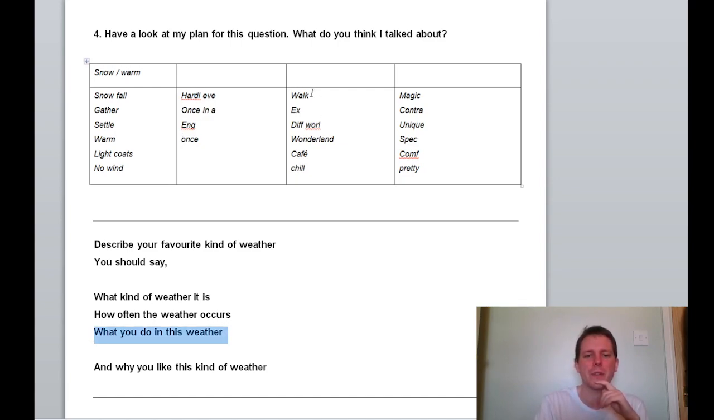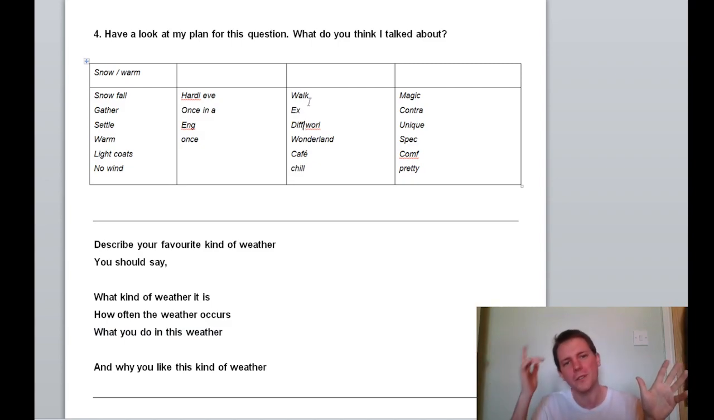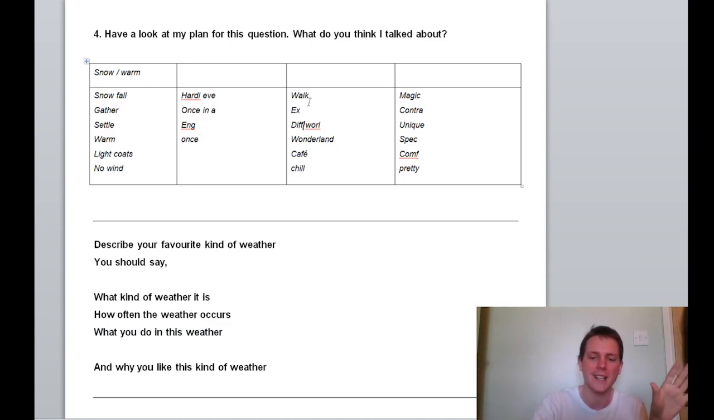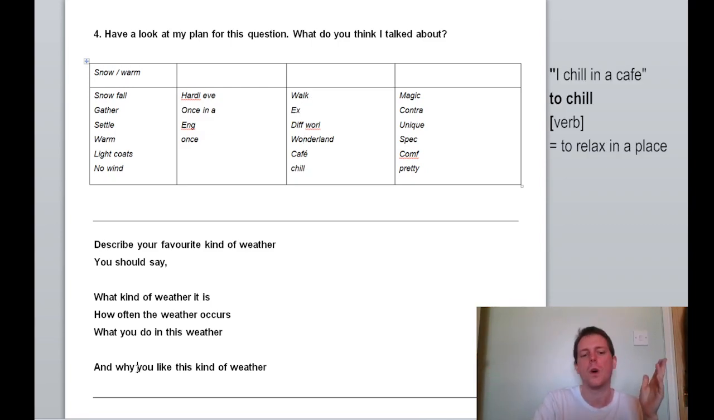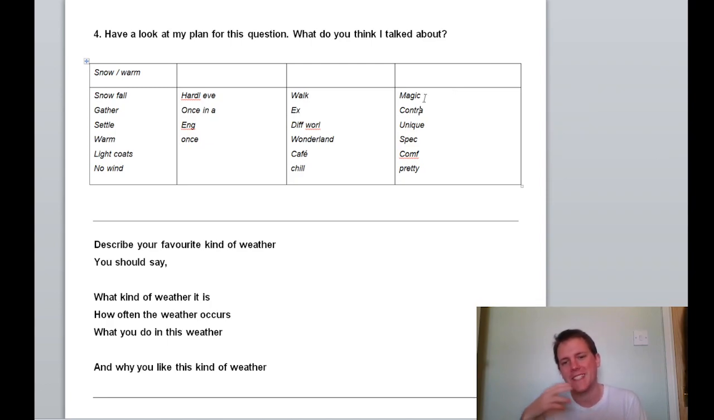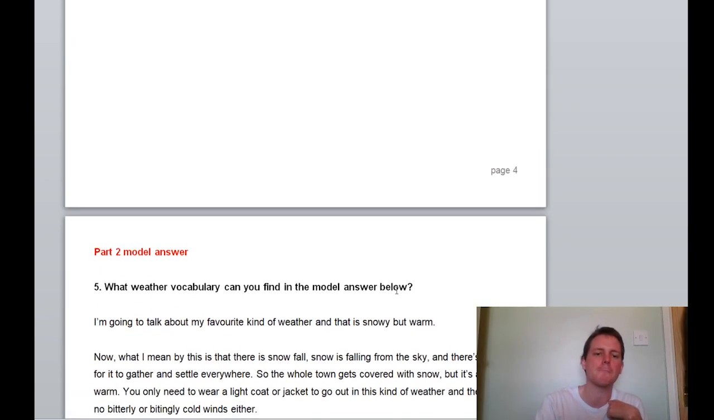What you do in this weather? Go for a walk. Maybe I exercise. Everything's a different world in this kind of weather. It's a wonderland, a winter wonderland. Maybe I chill in a cafe. Why do I like this kind of weather? It's magical, it's kind of mysteriously contradictory, it's unique, it's special, it's comfortable and pretty. Okay, these are my notes. Let's have a look at my actual answer then.